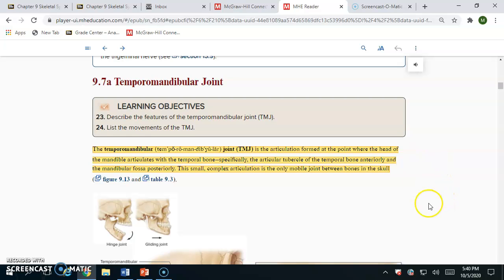And the specific information that you want to know about this joint is that, of all the joints in our skull, this is the only one that moves. In lab you'll talk about other classes of joints that don't move, and that's primarily the joints in our skull. But this is the one joint in our skull that actually is mobile. It does move. And again, it's a synovial joint, so it's freely mobile.